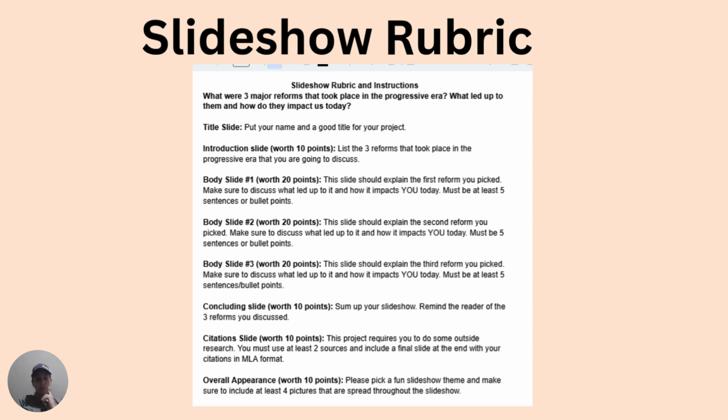And then you'll get 10 points for the overall appearance. Make sure to pick a fun slideshow theme. Don't just put it all black and white with nothing. Pick a fun theme, include a picture. You want at least 4 pictures there, and then make sure you're double checking your spelling and grammar. So that's the slideshow option.